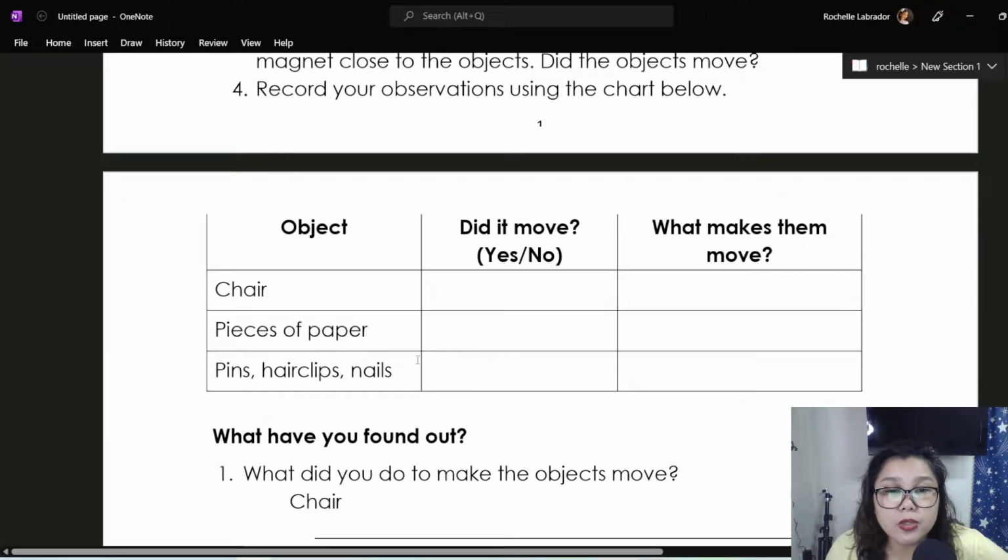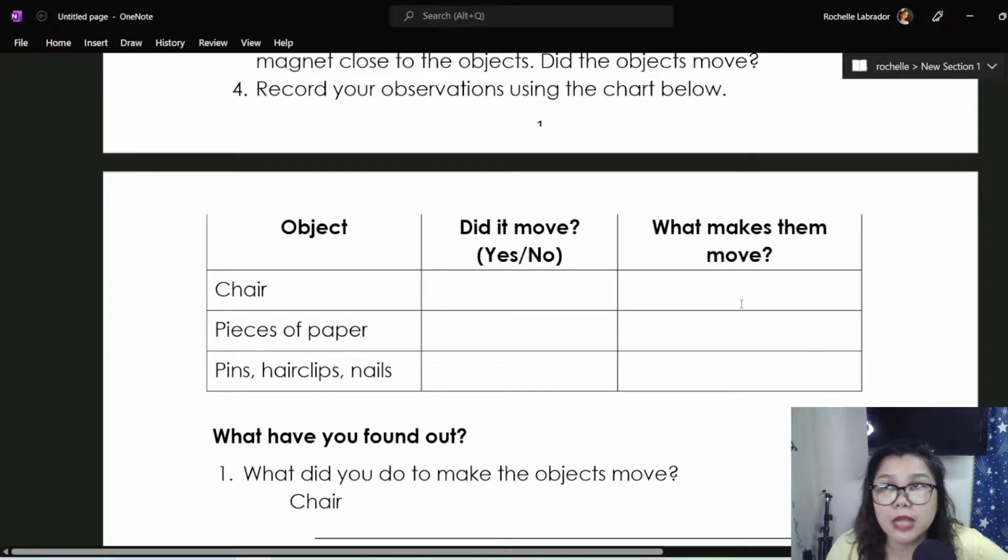So, on page 2, you'll find a table wherein the first column are the objects that were used. And then the question, did it move? You are going to answer with yes or no, and then what makes them move. So, first is the chair. When you push and pull it, did it move? And then what makes them move?